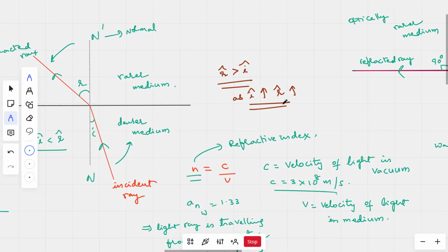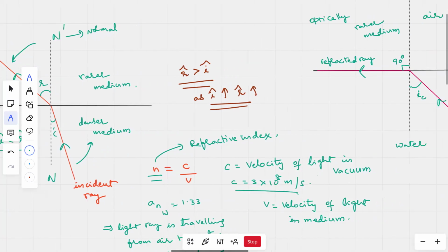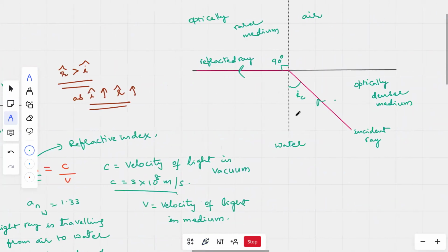Till what extent does r increase? If I keep on increasing the angle of incidence, will the angle of refraction also keep increasing? No, there is a limitation. What is that limitation? Suppose I keep on increasing the angle of incidence, at a particular angle called the critical angle, the refracted ray just grazes the surface.